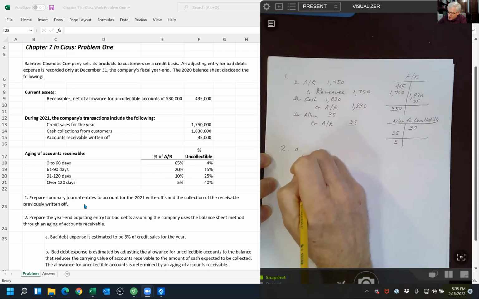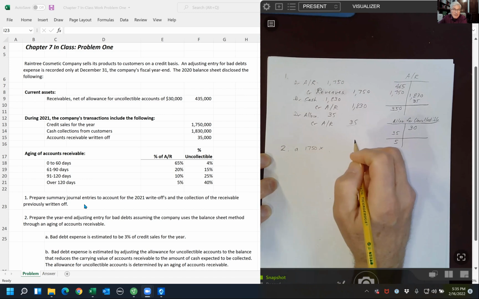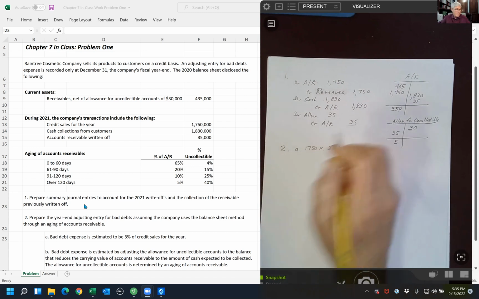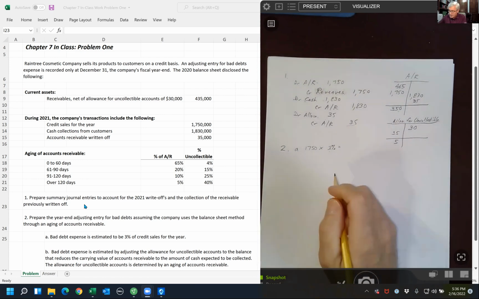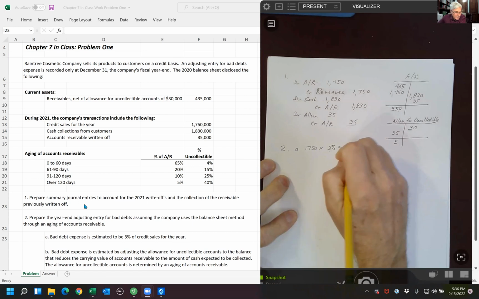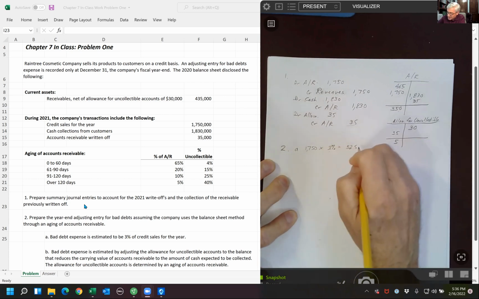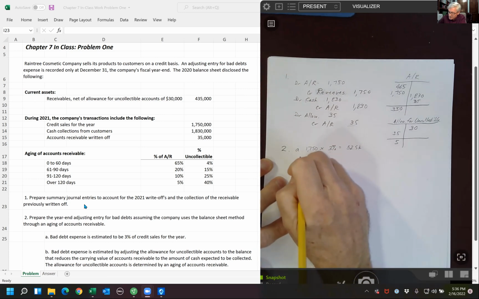We just take revenues of 1750. Again, I'm doing this in thousands. We assume, hey, 3% is going to be bad. So 1750 times 3% is going to be 52.5 thousand. Again, these are thousands. That's actually a million there. So here's my entry.